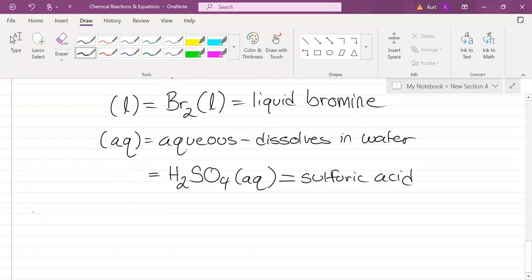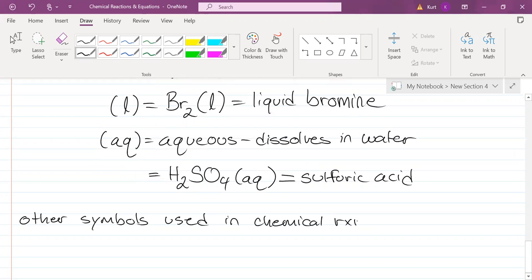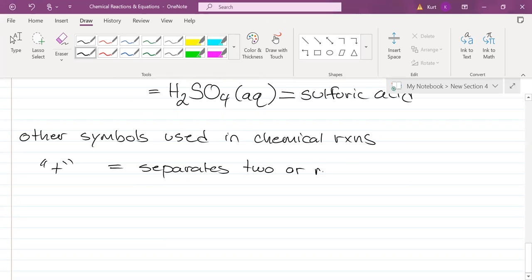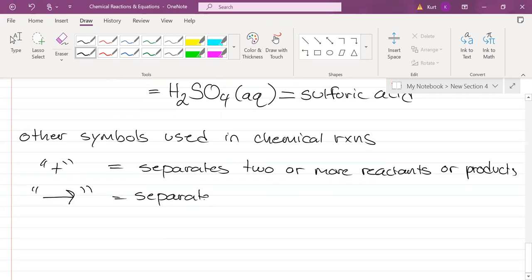Okay, let's talk about other symbols used in chemical reactions. First off, you have the plus symbol. This just separates two or more reactants or two or more products. Don't say plus. You say and or reacts with. You won't see minus, by the way. You're never going to see minus. The yields arrow. This separates the reactant side from the product side of an equation.